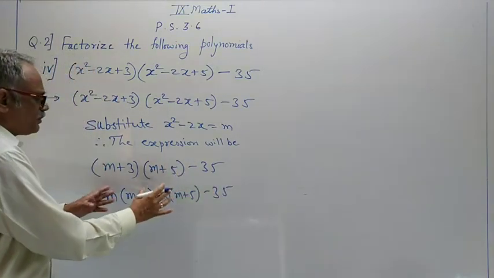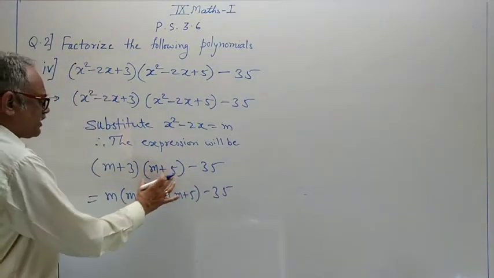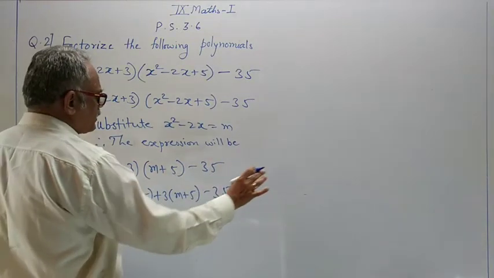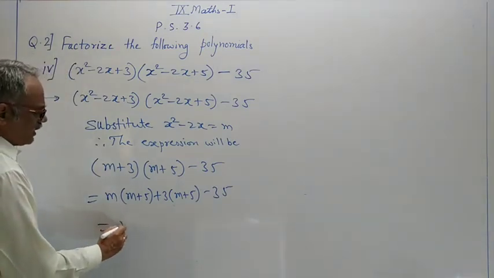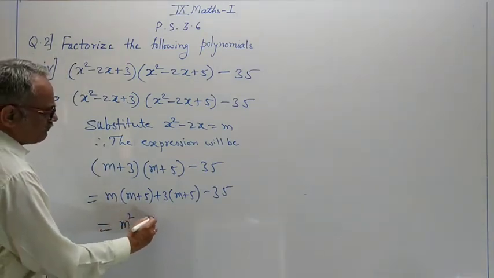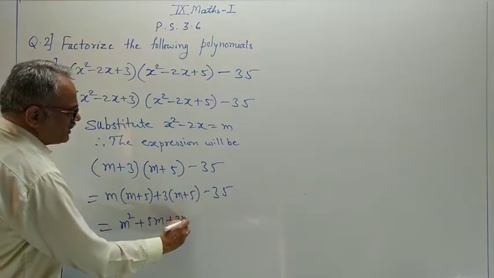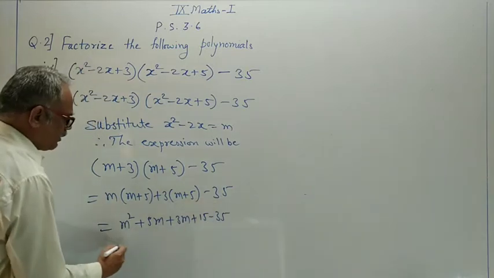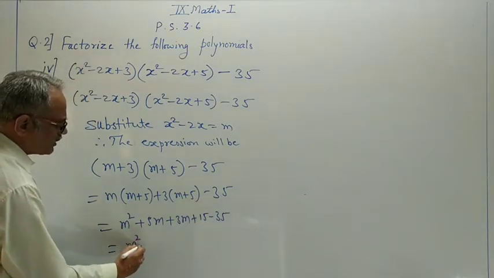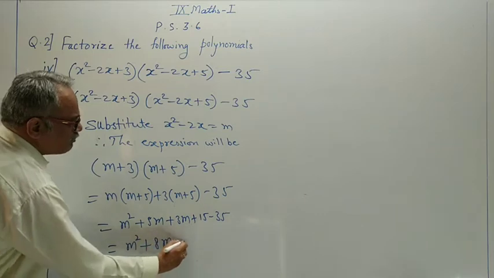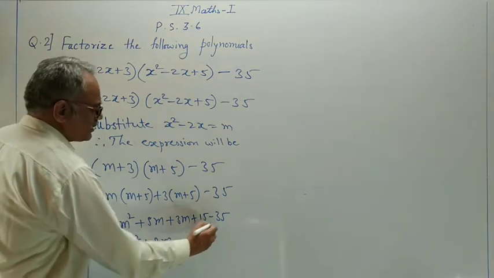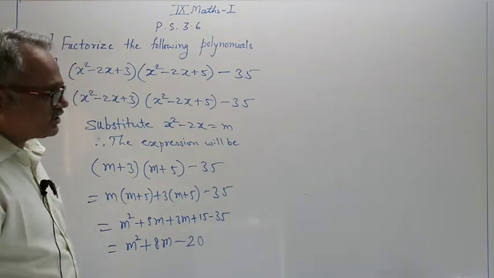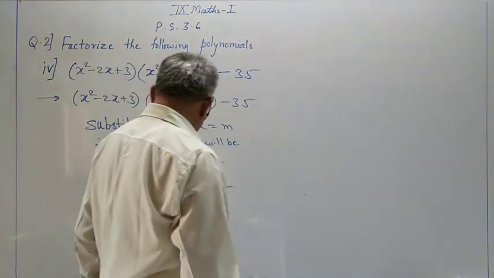How to do the product if you forget? First term of the first bracket multiplied by the second bracket, second term of the first bracket multiplied by the second bracket. This minus 35 term stays as it is afterwards. m² + 5m + 3m + 15 − 35. Now add the like terms: m² + 8m − 20, since 15 − 35 is minus 20. Now for product minus 20, the addition should be plus 8.